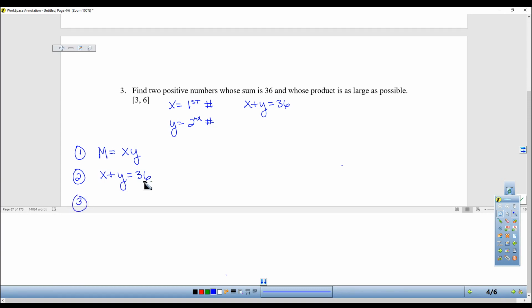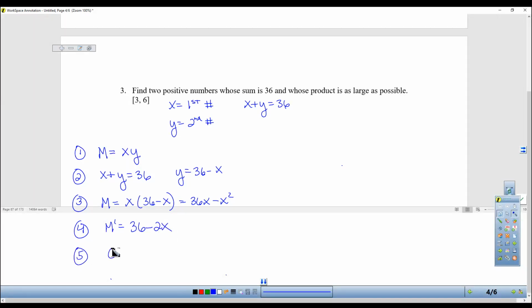Step 3, use the constraint to rewrite the main equation with only one variable. So let's do y is equal to, since I did x last time, 36 minus x. So m is going to be x times, and I can replace y with 36 minus x. Step 4, take the derivative, which I am going to do, but I am going to simplify this first to 36x minus x squared. I don't want to use product rule on such an easy problem. The derivative is 36 minus 2x.